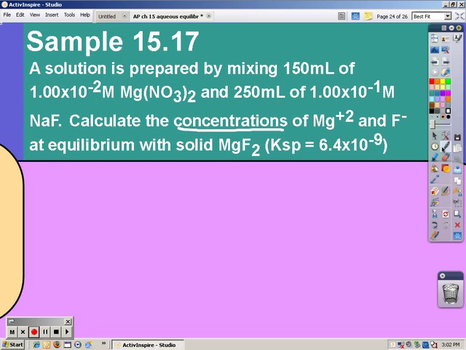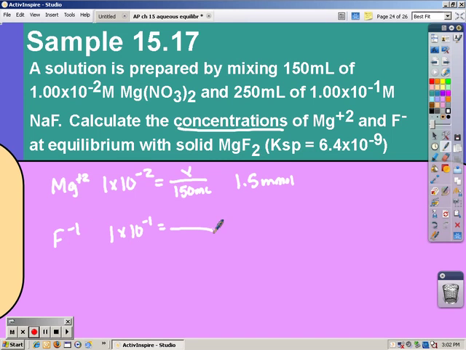So first we need to find our concentrations of magnesium and fluorine. Magnesium is the same concentration as magnesium nitrate. So I can figure out my millimoles of magnesium. My concentration of fluorine is the same as sodium fluoride. So I know my millimoles. But unlike earlier, we're not going to get molarity first. We need to react them, and in order to react them, we need moles or millimoles.